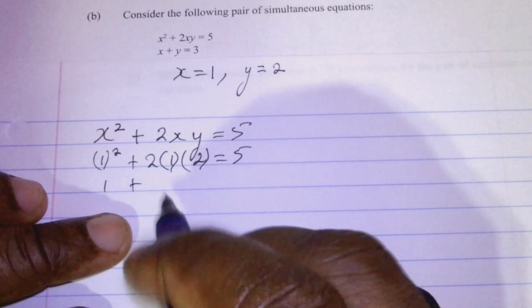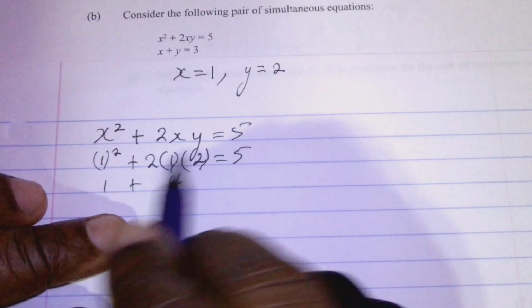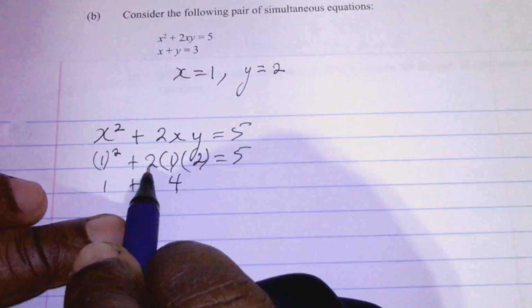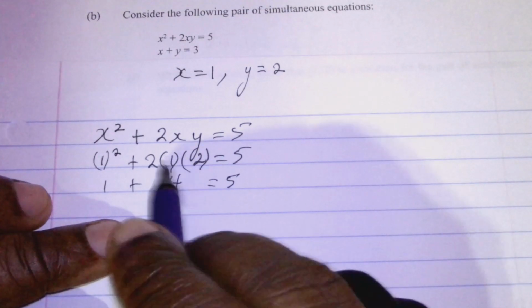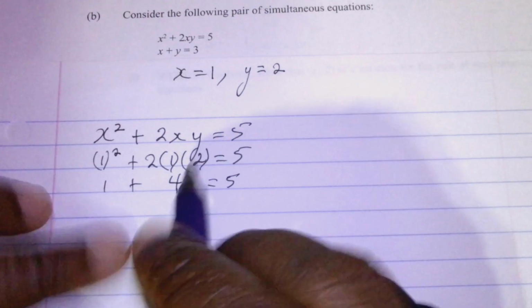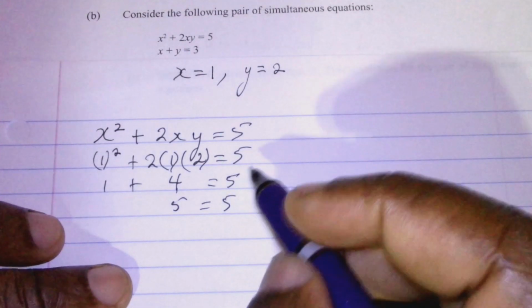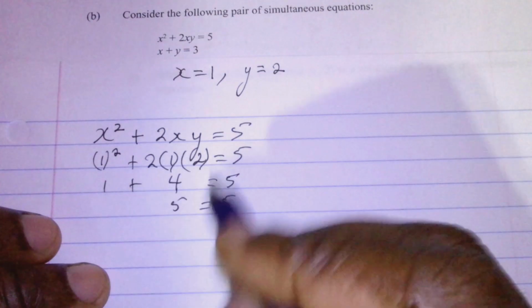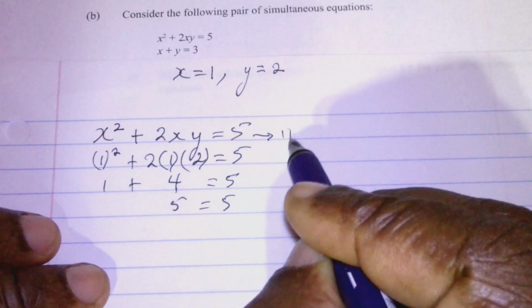1 squared plus 2 times 1 times 2 gives us 4. Since you're multiplying everything here, it's saying 2 times the value of x times the value of y. So 2 times 1 times 2 gives us 4. Alright, this is not the distributive law. Okay, 1 plus 4, that's 5. So we have 5 is equal to 5. So the ordered pair (1, 2) satisfies this first equation, this equation 1.